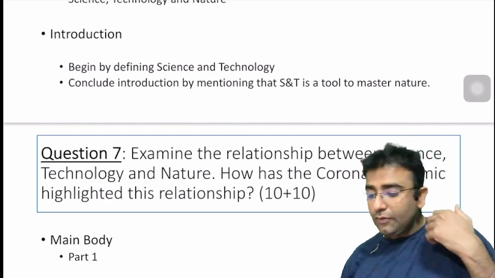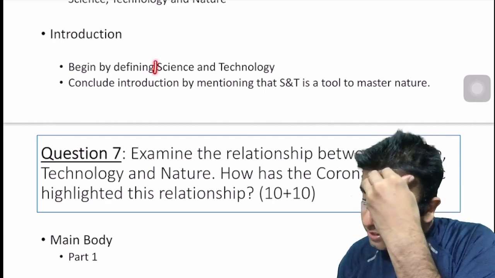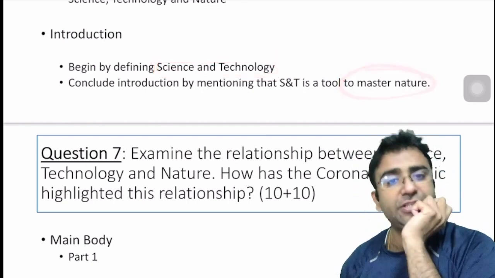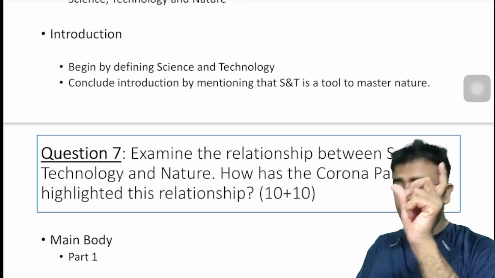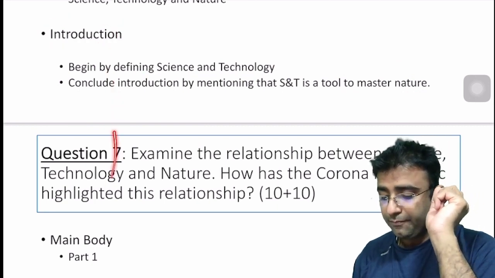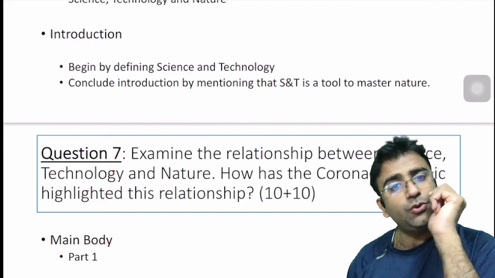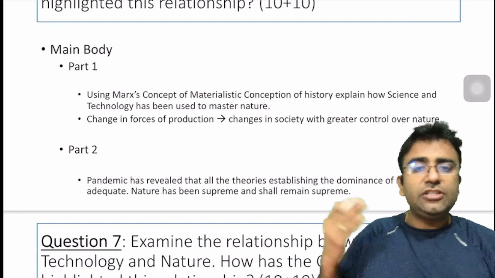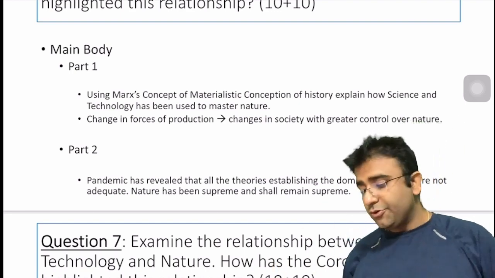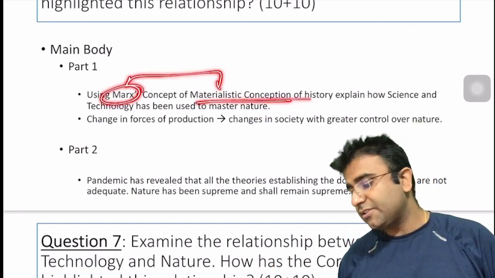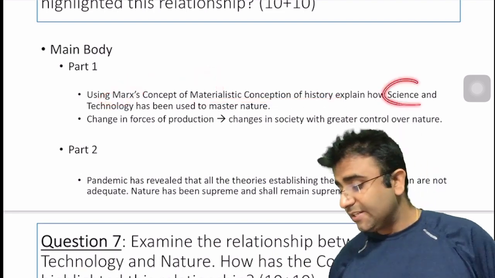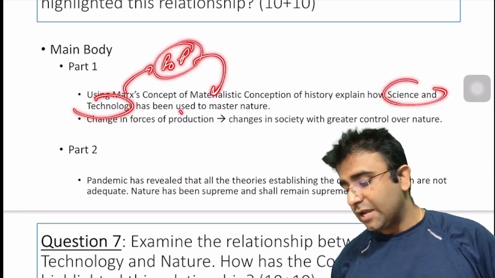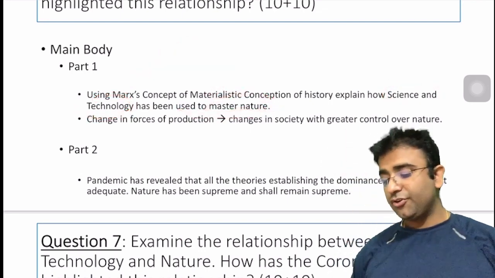Now you will conclude by saying that human has used these progressive ideas and new forces of production to master nature. This will become your linking line of linking the introduction with the main body. In the main body, you are going to justify how science and technology is being used to master nature. Here you are going to use Marx's concept of materialistic conception of history by showing that science and technology become the basis of forces of production, and the forces of production has resulted into human being mastering the nature.